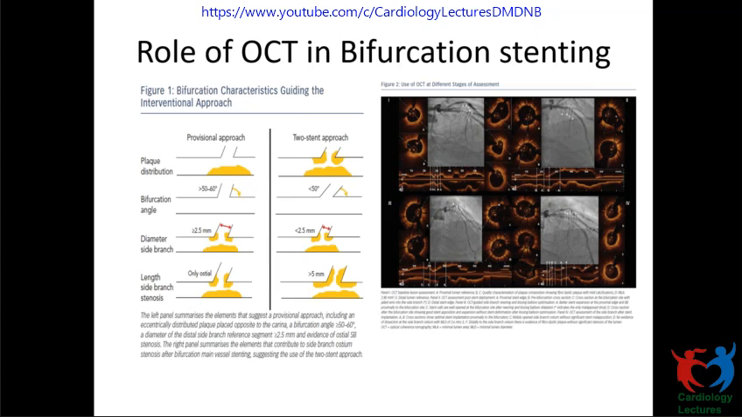Yes, that's what this slide shows, the plaque distribution, wherein the provisional approach has plaque opposite to the branch, whereas here is a two-stent case where it involves both sides of the branch. So based on these four criteria, it gives us an idea whether to go for a provisional or a two-stent approach.